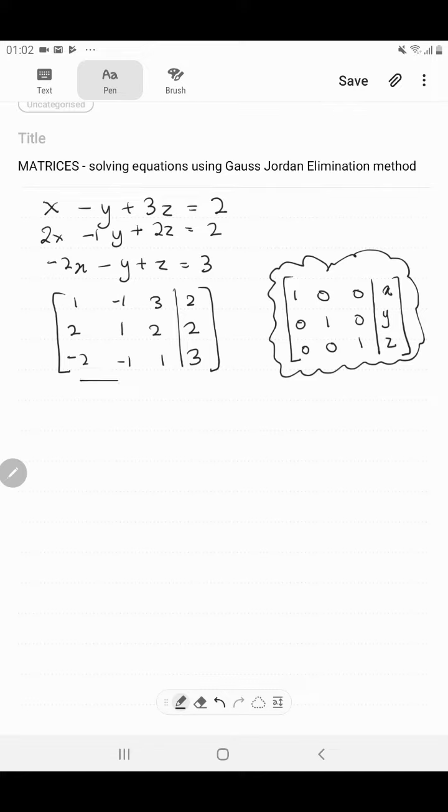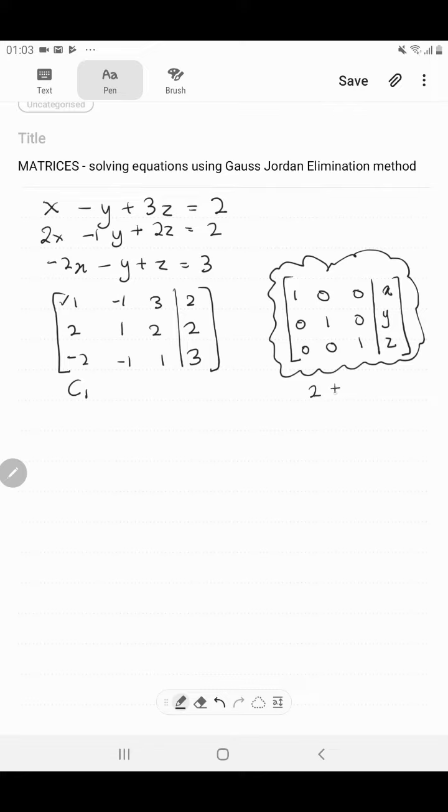Start with column 1 and check whether the elements are already according to the identity matrix. So 1 is completed, it's already in position. We want to make 2 and negative 2 into zeros. So what number will make 2 a 0?